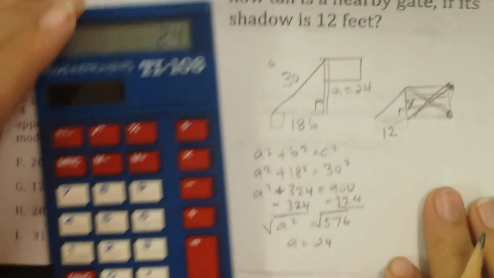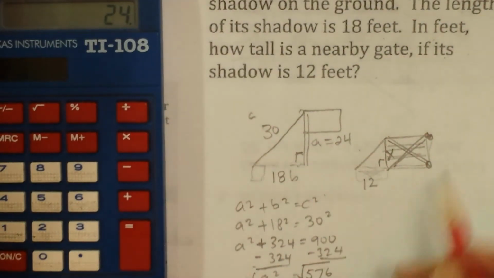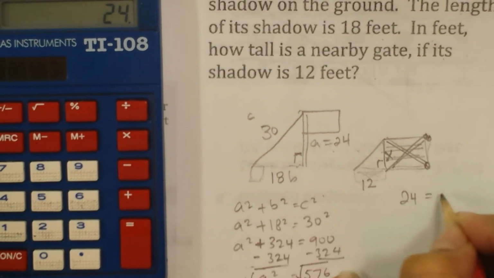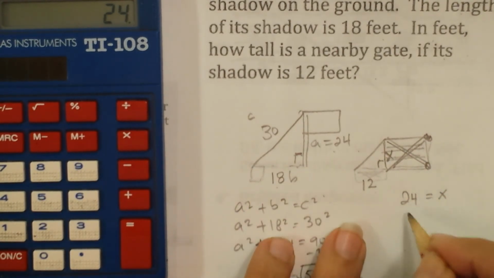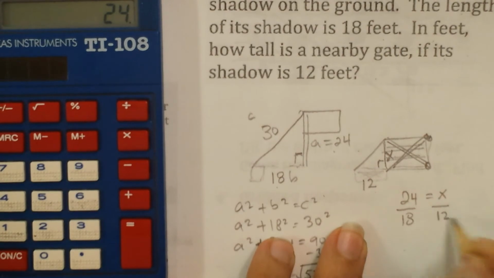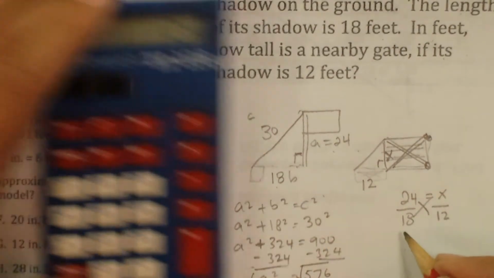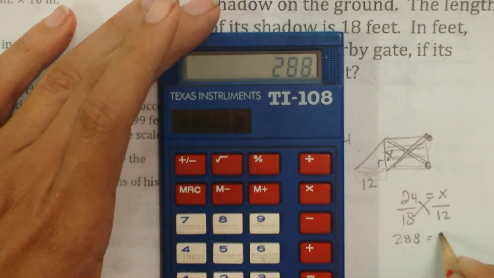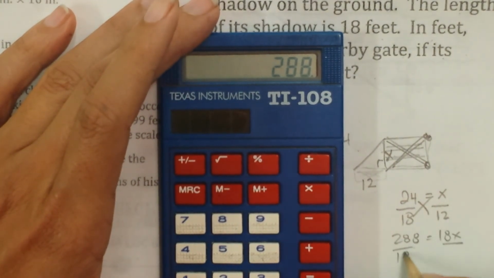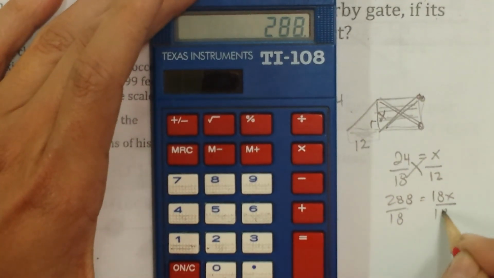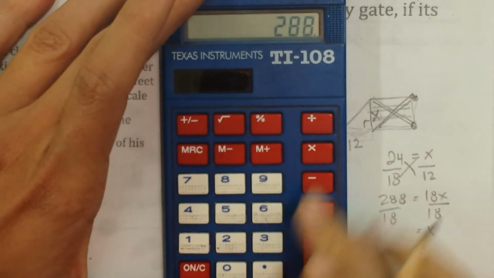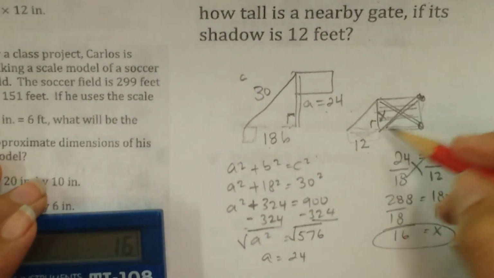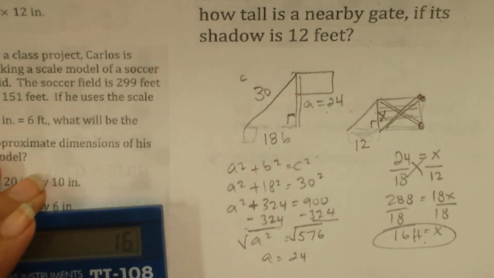Now that I know that, I can compare side to side and set up my proportion. So 24 goes with X, and 18 goes with 12. Cross multiply. 24 times 12, 288, equals 18x. Divide by 18. X equals 16. So the height of the gate is 16 feet. And that's it.